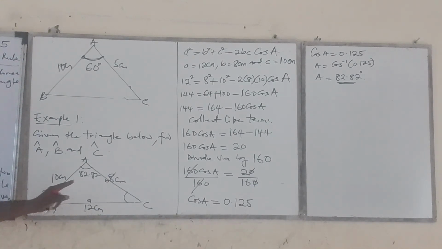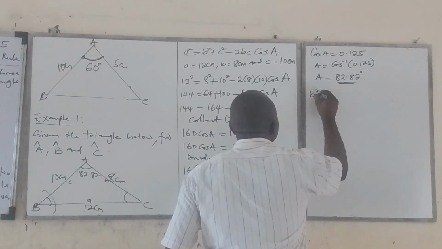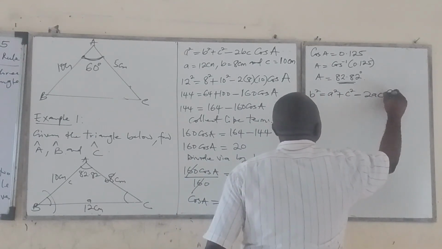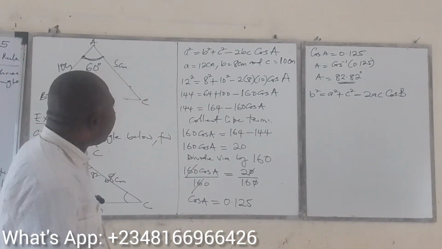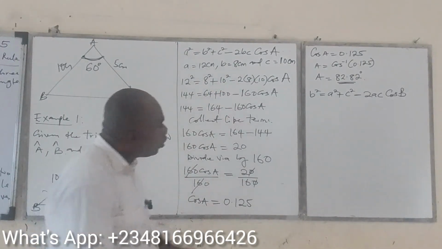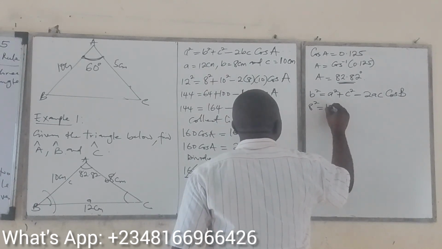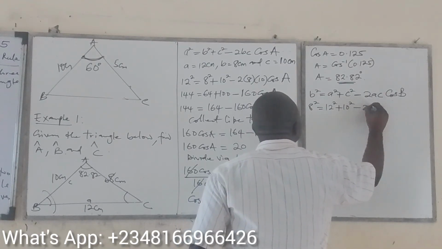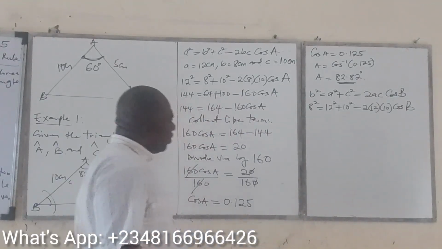We have gotten the value of our A. Now we want to calculate the value of our big B. So we use the formula: B square will be equal to A square plus C square minus 2AC cos big B. We know that the value of B is 8 centimeters. So 8 square is equal to 12 square plus 10 square minus 2 times 12 times 10 cos big B.